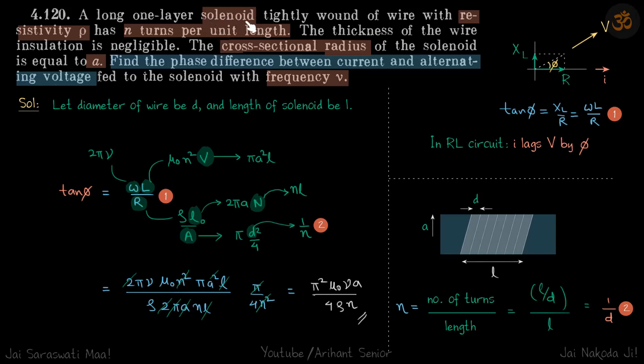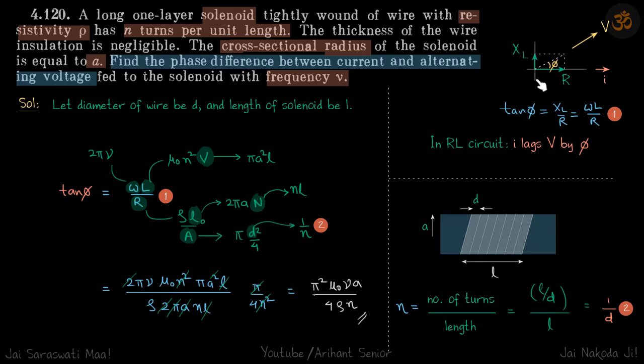We have a solenoid, that's an inductor with resistivity rho. So that's an inductor with an internal resistance. The solenoid has n turns per unit length. Thickness is negligible. Cross-sectional radius is A. We need to find the phase difference between current and alternating voltage if frequency fed is nu.